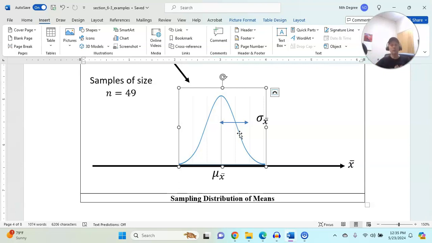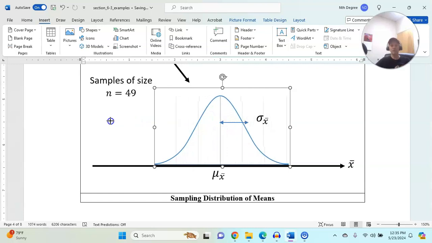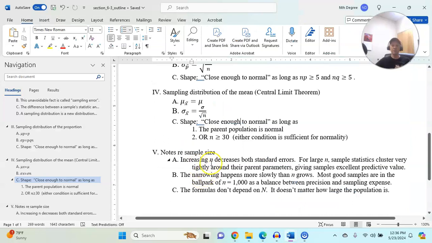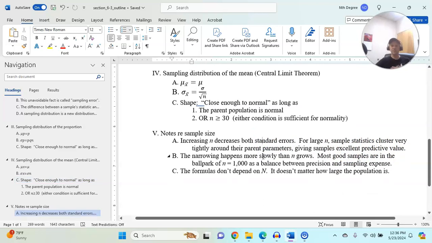Therefore, since we won't really know what the middle is, they become better and better clues. In fact, they kind of approach this central limit, don't they? Hence the name central limit theorem. Okay, it's a really key concept. Increasing the sample size n decreases both standard errors. So for large n, large sample sizes, the sample statistics cluster very tightly around their parent parameters, giving samples excellent predictive value. That's kind of the magic trick of statistics, if you think about it.